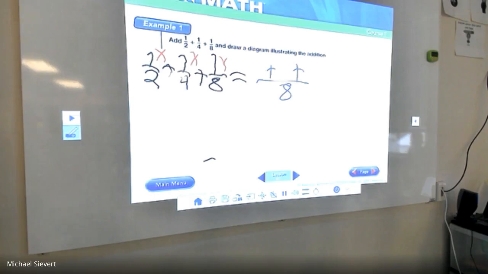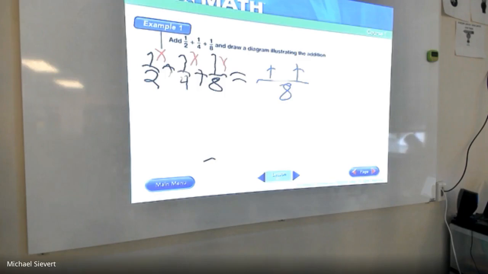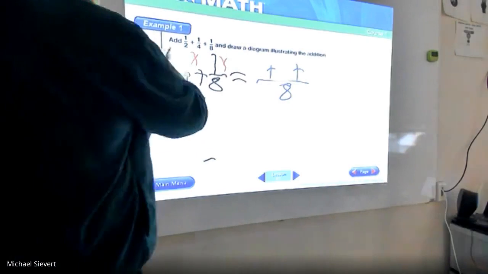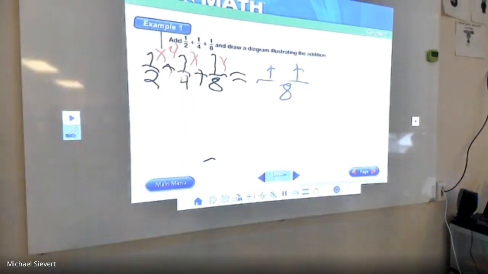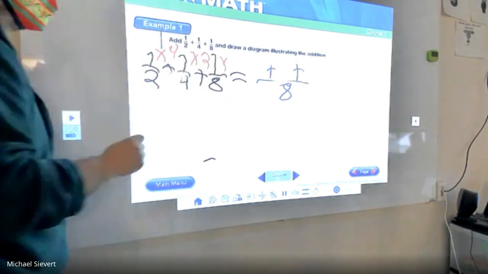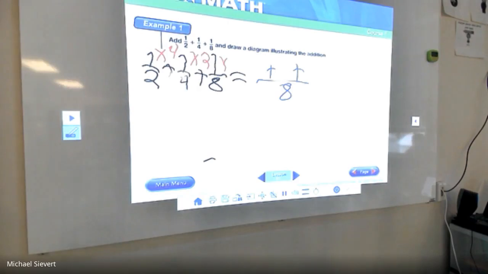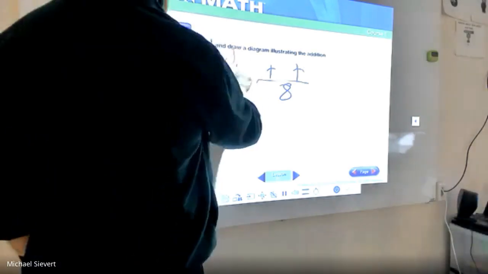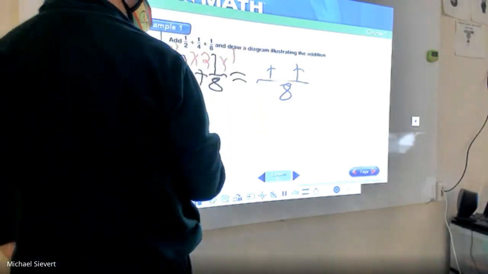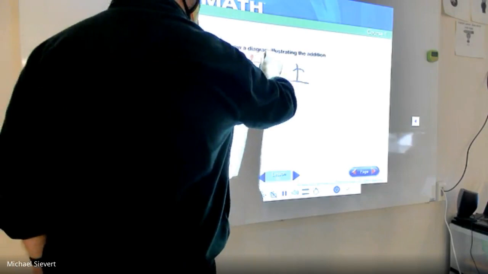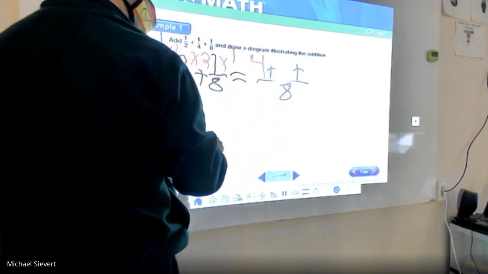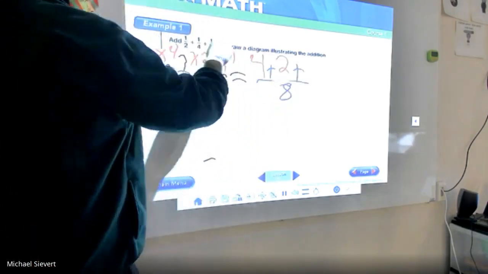So strong silent hand, what do you multiply 2 by to get to 8? Antoine. Strong silent hand, what do you multiply 4 by to get to 8? William. And then what do you multiply 8 by to get to 8? All right. Class, 4 times 1. 4. Class, 1 times 2. Class, 1 times 1.